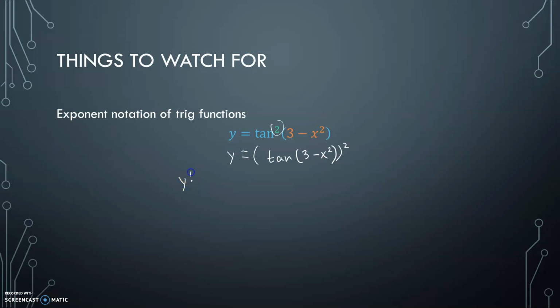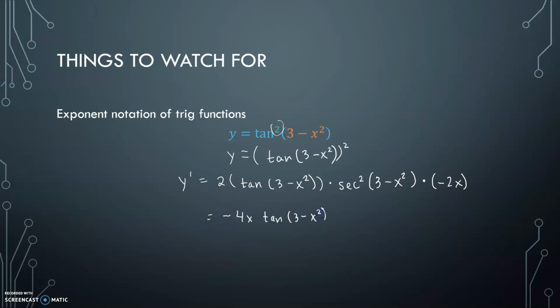And you would start with the derivative of squared using power rule, and you would leave tangent alone. And then you're going to take the derivative of tangent, which is secant squared, and you're going to leave 3 minus x squared alone. And then you're going to take the derivative of 3 minus x squared, which would be -2x. Not really much simplifying you can do here, but you can multiply those -2's together, and you can get -4x times tangent of 3 minus x squared times secant squared of 3 minus x squared.